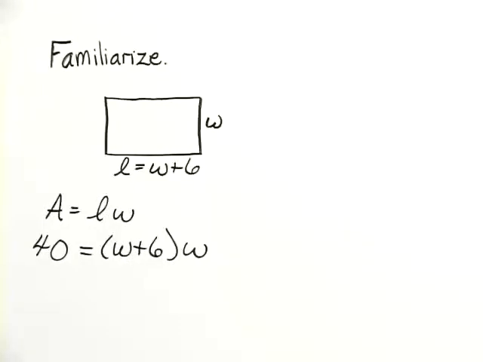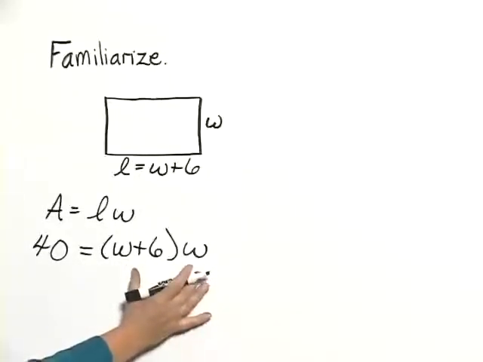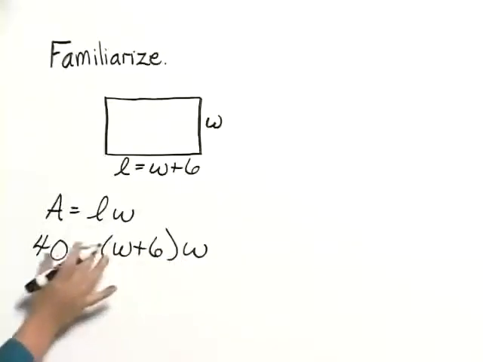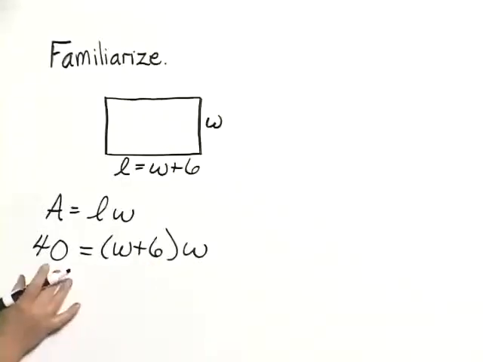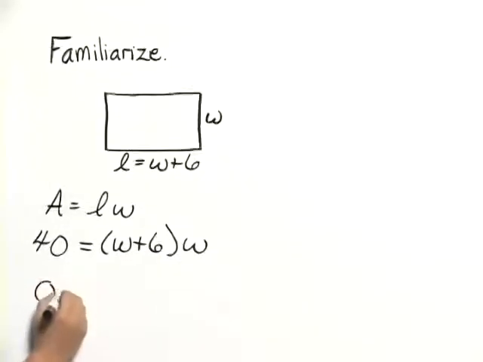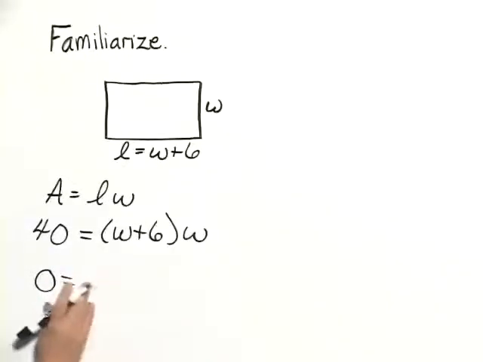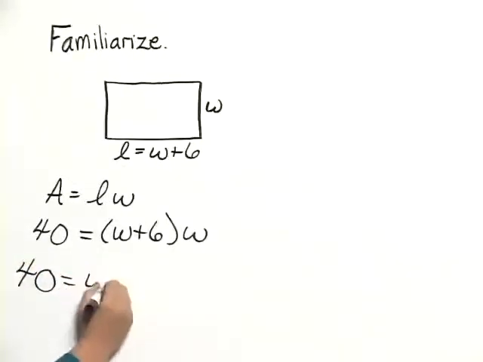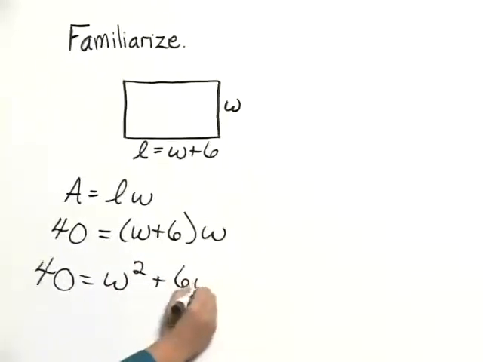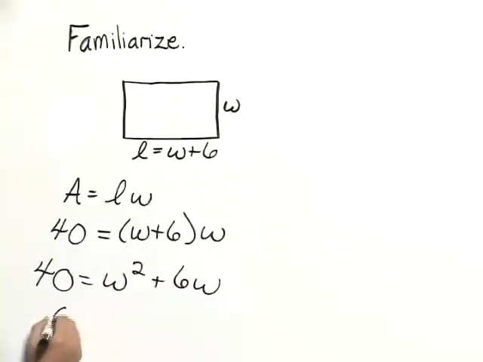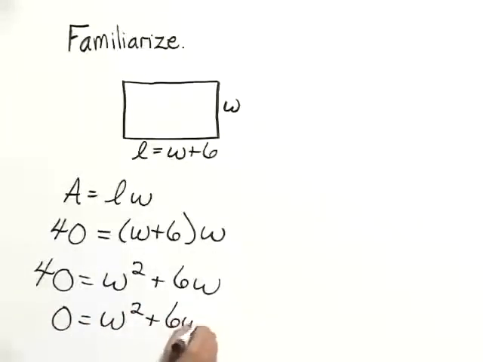So we can move to our third step, which is carry out. In this case, we want to solve the equation. It's going to be a quadratic equation. We need to multiply this out and subtract 40 from both sides in order to get 0 on one side. So we have 40 equals, start with that, W squared plus 6W, and then subtract 40 from both sides. 0 equals W squared plus 6W minus 40.